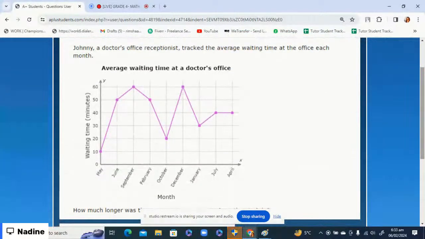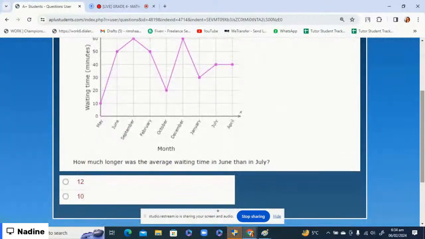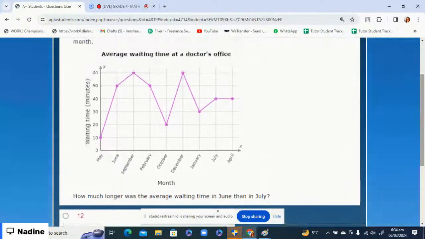Alright. Johnny, a doctor office receptionist, tracked the average waiting time at the office each month. Average waiting time at a doctor office, months are given and waiting times are given, in the form of minutes. So how much longer was the average waiting time in June than in July? These are the number of months. Check it out for June and check it out for July.